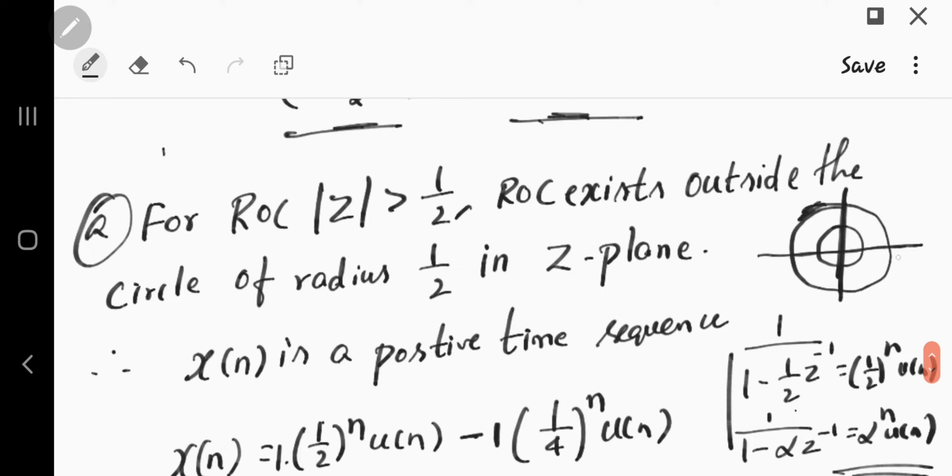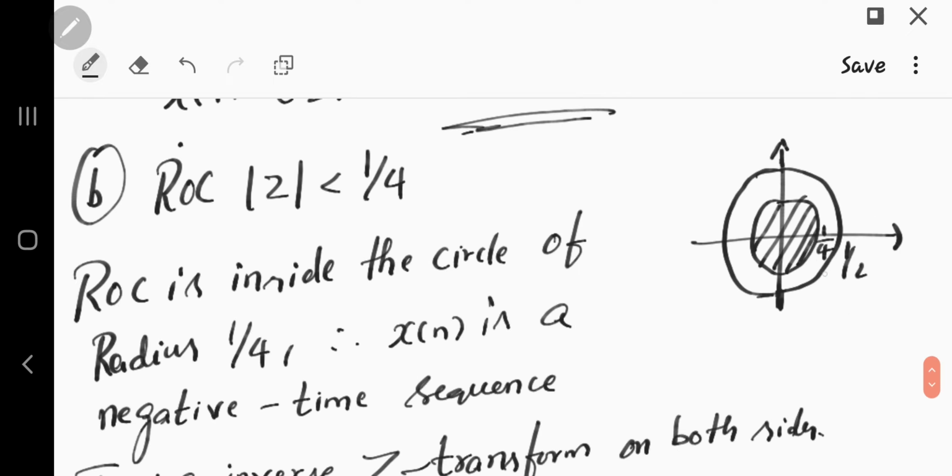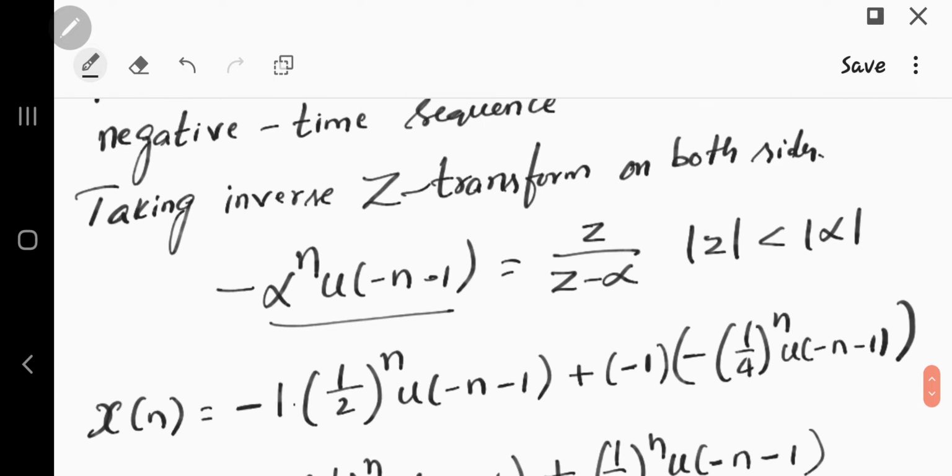Now ROC is greater than 1 by 2 means this is where it exists in the Z plane, 1 by 2, and this is 1 by 4. So now ROC is outside this circle, therefore both of them are positive time sequence. In the second one, ROC is inside the smaller radius circle, so that means it also comes under the radius of 1 by 2, so that's why both are negative time sequence.